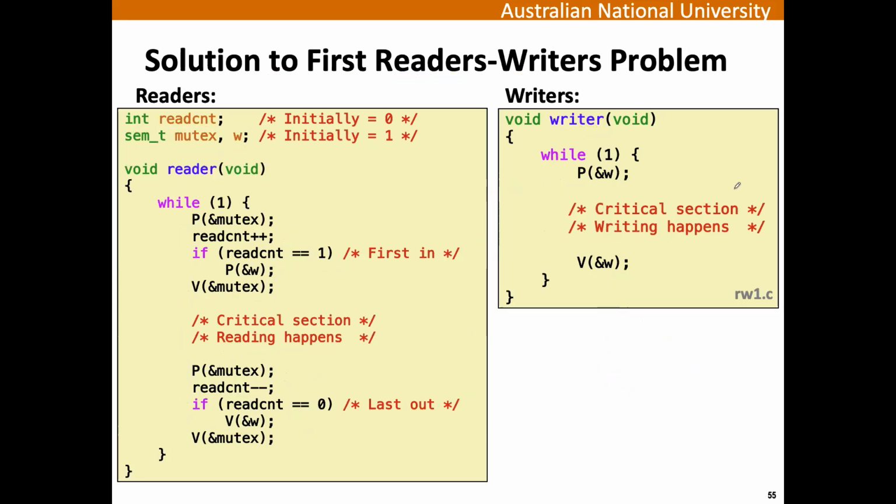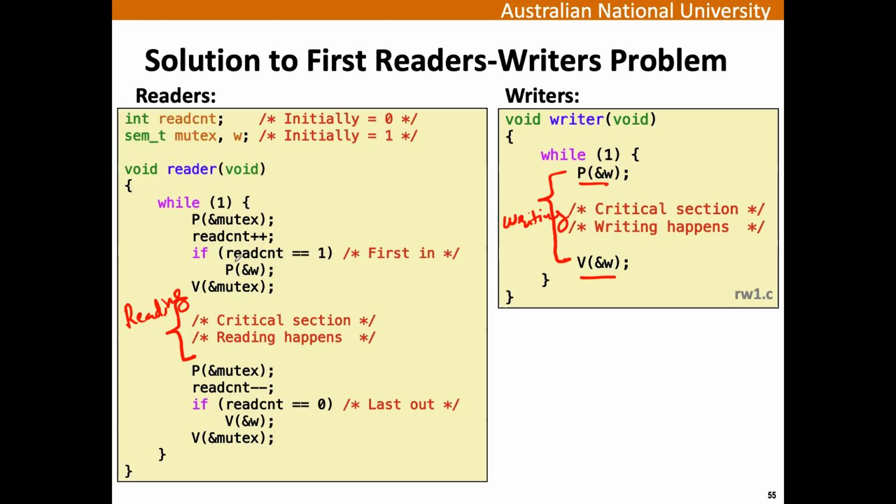Okay. So once again, here's a critical section that we want to protect. The reader is reading something here, and the writer is writing something here. So this is simple: P and V operations on the W mutex. This is a little bit more involved because we want to favor the readers.